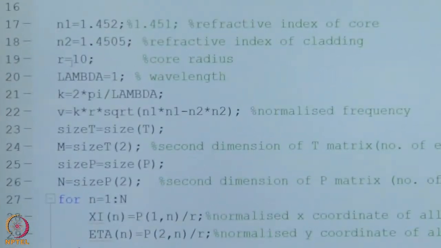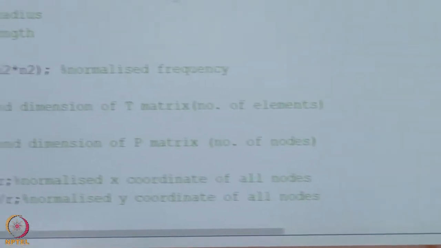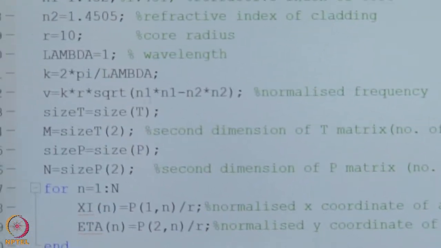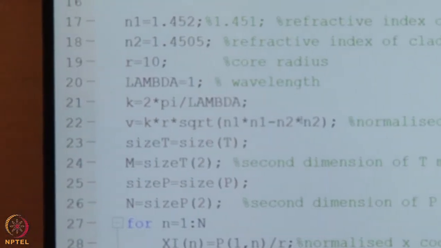The radius that we have taken is 10 micron. And the wavelength that we are going to model is 1 micron. So accordingly, the V number is given by this formula. And this basically decides how many modes are possible. This is the normalized frequency.